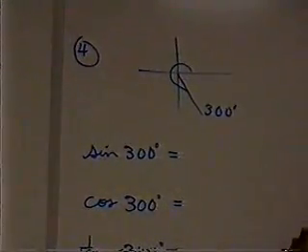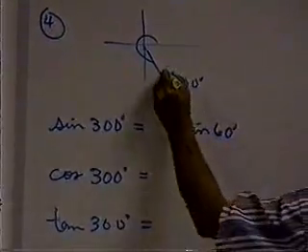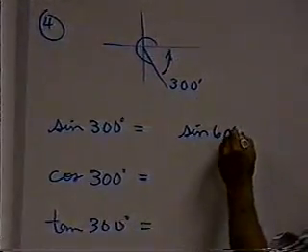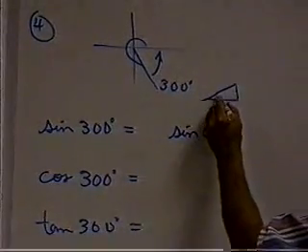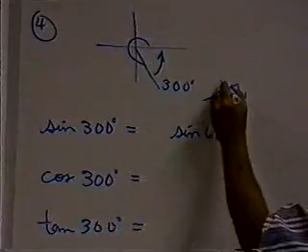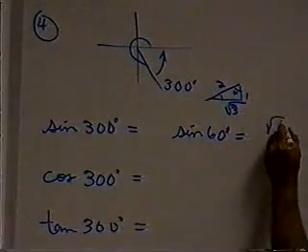300 degrees. All right. Sine of 300 degrees is a sine of 60. How far is it to the axis? So it's 60 degrees. Sine of 60. Okay, so here's 60 up here. 1, 2, square root of 3. So the sine of 60 is the square root of 3 over 2.